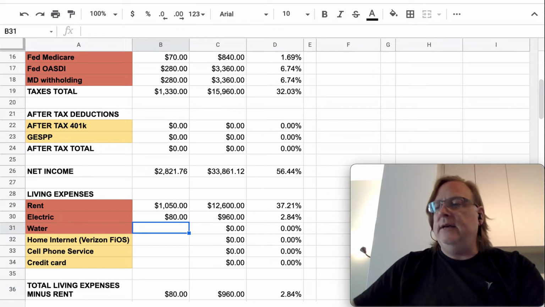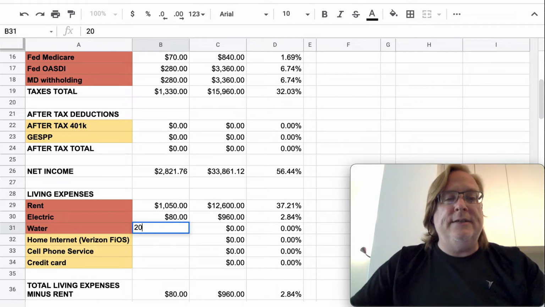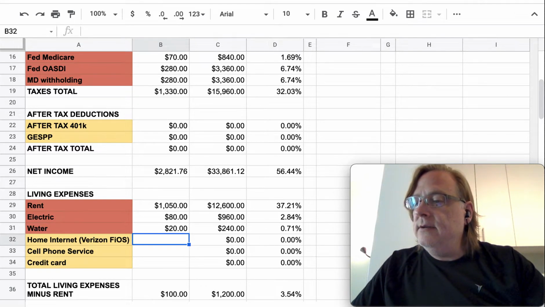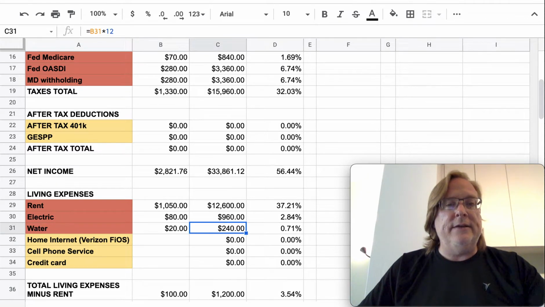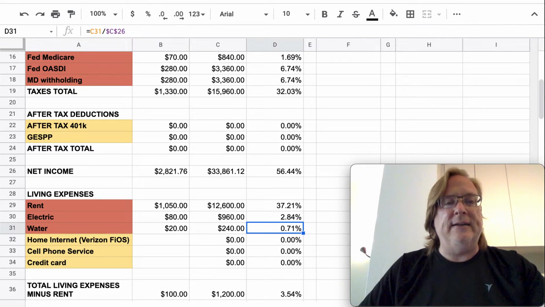Okay, so then for water, if a person pays water, let's say it's 20 bucks a month. And then here's multiplication by 12. And here's division, C31 divided by C26. So dividing by the annual net income.